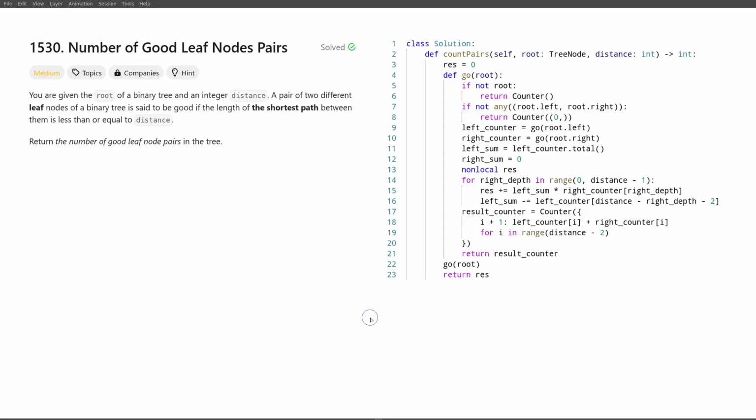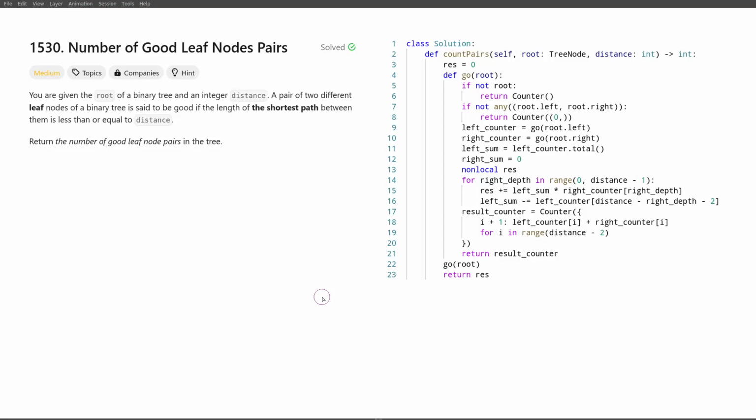Hello everyone, today we'll talk about the problem number of good leaf node pairs. We have a binary tree and we're interested in leaves that are not too far apart. Specifically, we're given a distance, and you want to count the number of pairs of leaves such that the path between them, the shortest simple path between them, has length of at most distance, counting edges along the path.